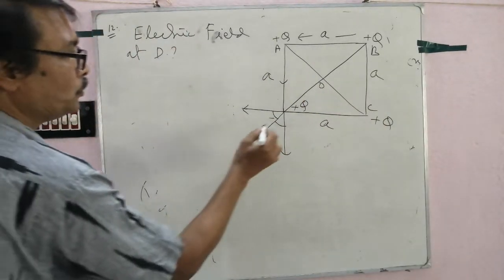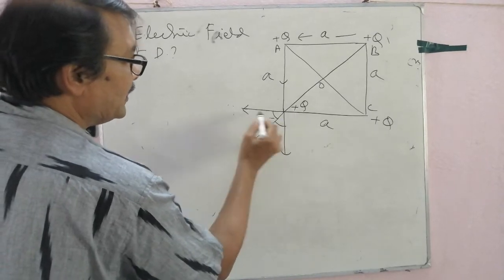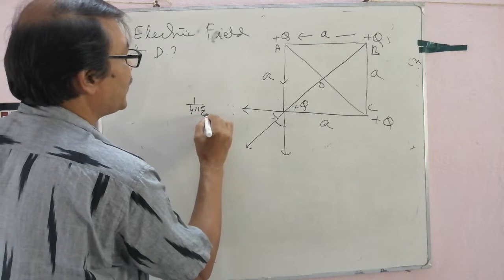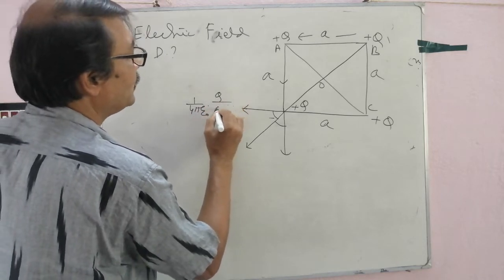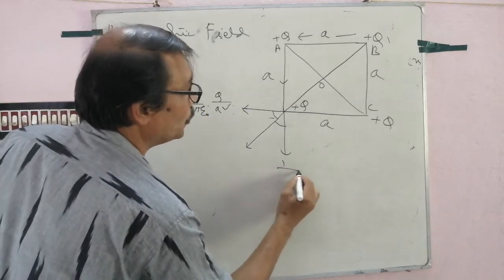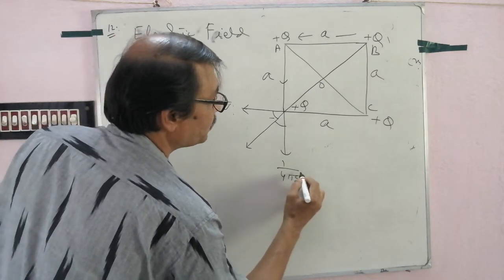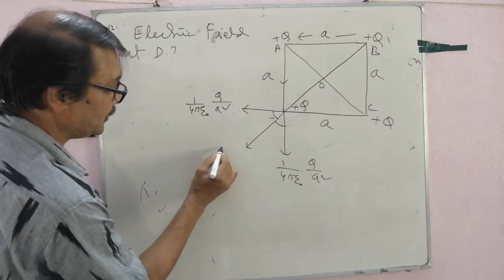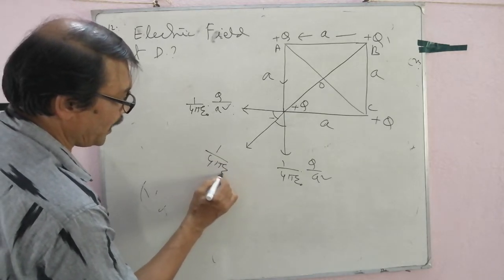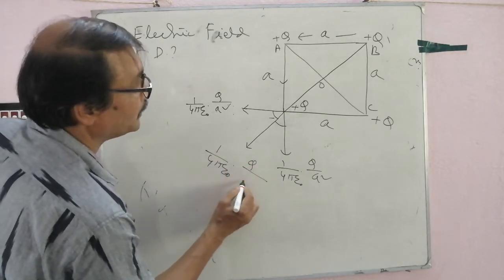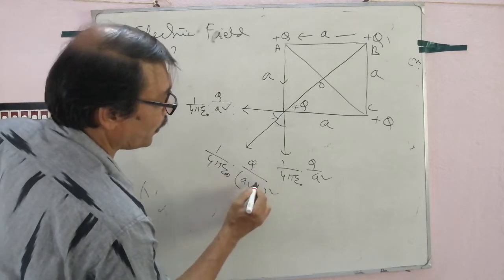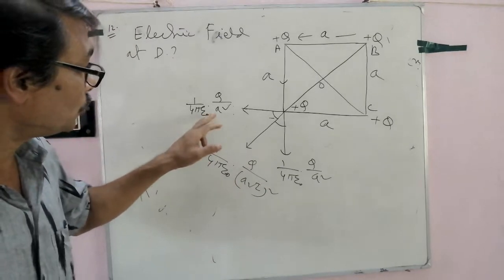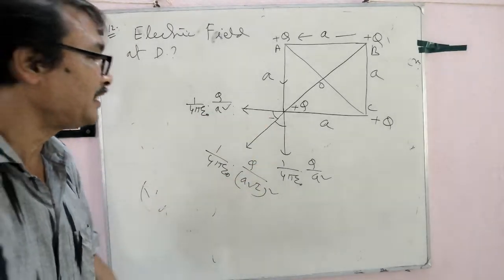So the total field due to this field here is 1 by 4 pi epsilon naught Q by A square. This is also 1 by 4 pi epsilon naught Q by A square, and this is 1 by 4 pi epsilon naught Q by A root 2 whole square. But field is a vector quantity, so these three vectors are in different directions.